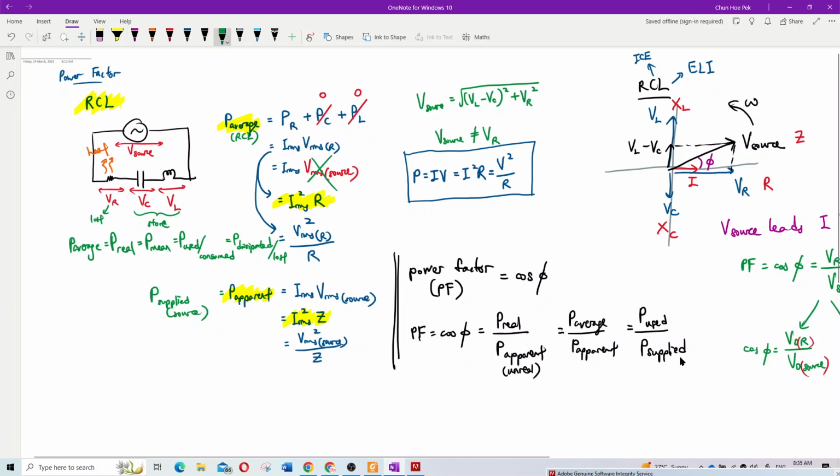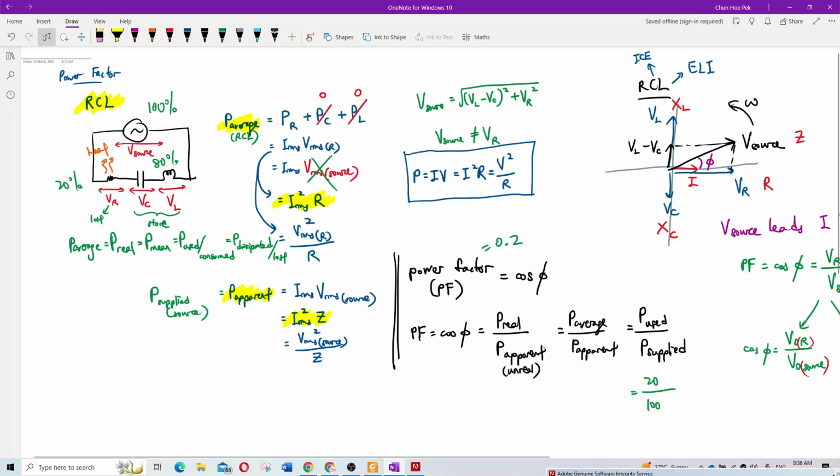So let's say the source provides 100% of energy, maybe only 20% of energy is being used. The other 80% of energy is distributed to the capacitor and inductor. They are all stored and returned to the source, so no power loss. Only 20% of the energy supplied by the source is being used constantly in the resistor. So it's 20 over 100. What is the power factor? Power factor for this one is 0.2.